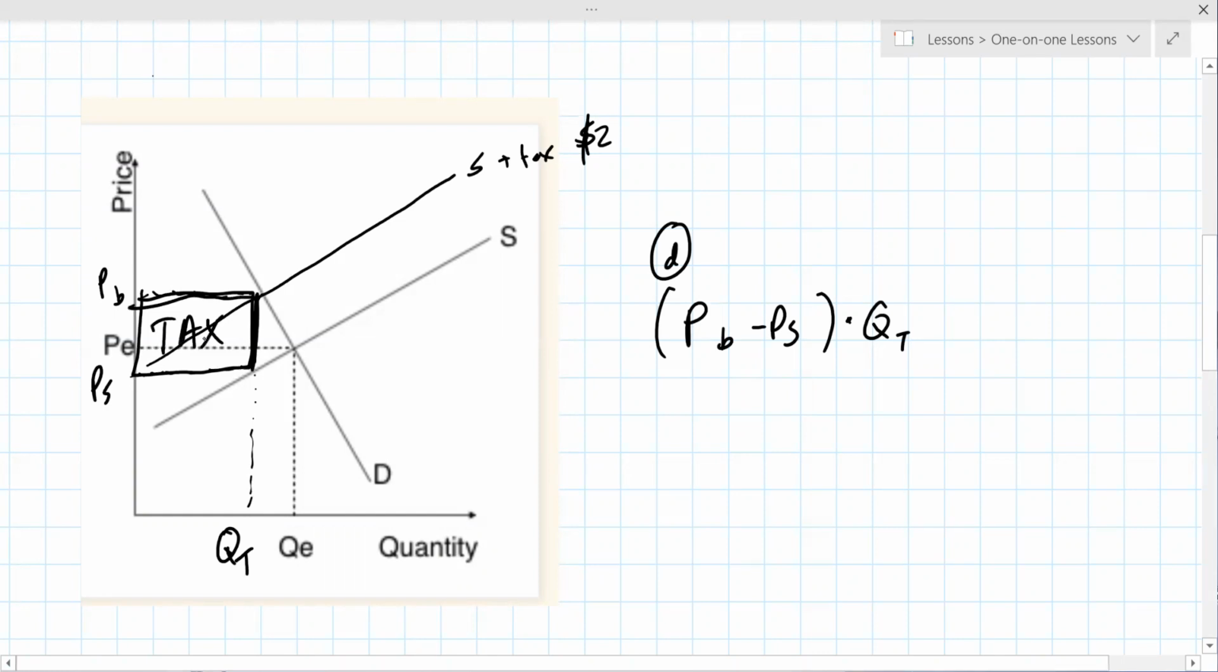Do we have to do any more with graphs, or was that just the one? Yeah, that was it. You just have to label it.